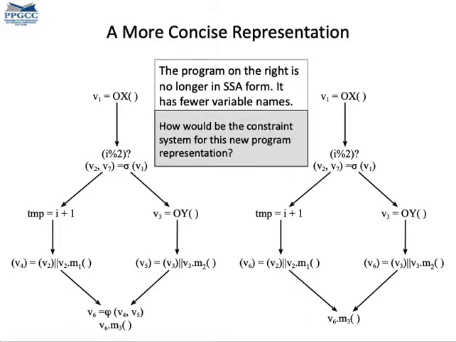You can see our example in SSA form on the left, and in non-SSA form on the right. Let's take a look into the constraint system of the program on the right. Would you like to pick up a piece of paper and try to write these constraints before we move on to the next slide?